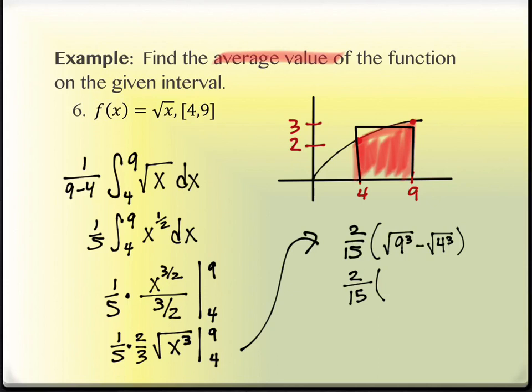So this one ends up being the square root of 9, which is 3. 3 cubed is 27. And do the same thing with 4. Square root of 4 is 2, and then 2 cubed is 8. So I have 27 minus 8, which is what? 19. And then 19 times 2/15 would be 38 over 15, which doesn't reduce. And it doesn't turn into a very nice decimal. It'll be a repeating decimal, so we don't want to have it in decimal form.